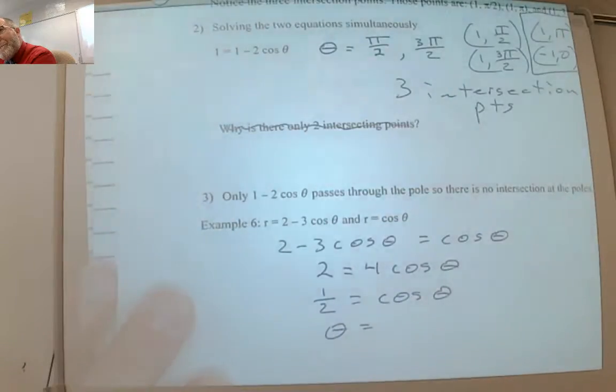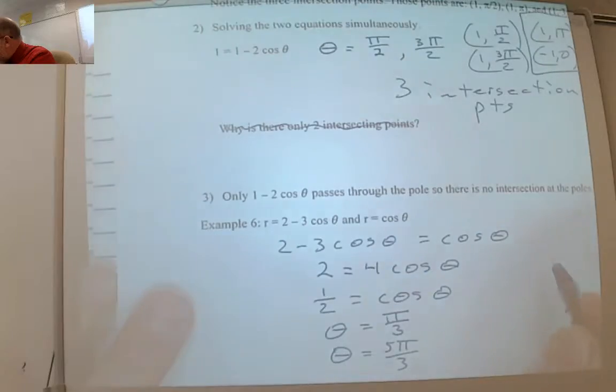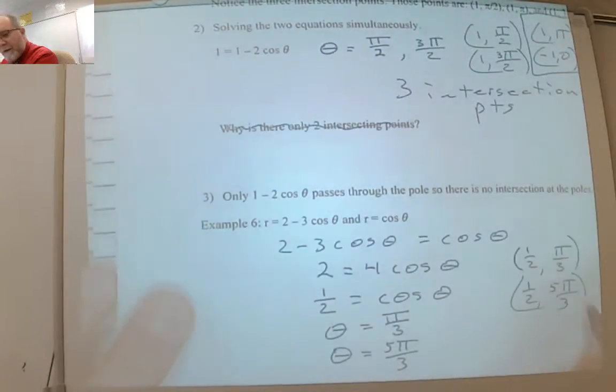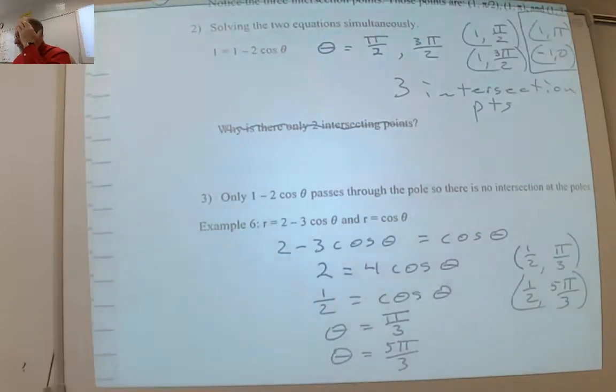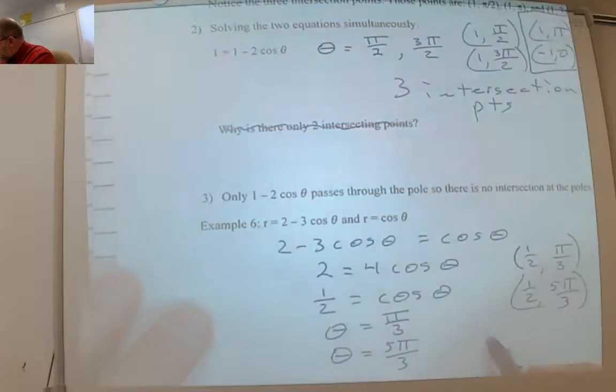I heard pi over 3. And what other spot? It's going to be in the first and in the 4th quadrant, so 5 pi over 3. So my points are 1/2 comma pi over 3, and 1/2 comma 5 pi over 3. So if we take a look at the graph, why don't you guys graph it and tell me what it looks like? So do you just plug in those things to get the 1/2? Correct.